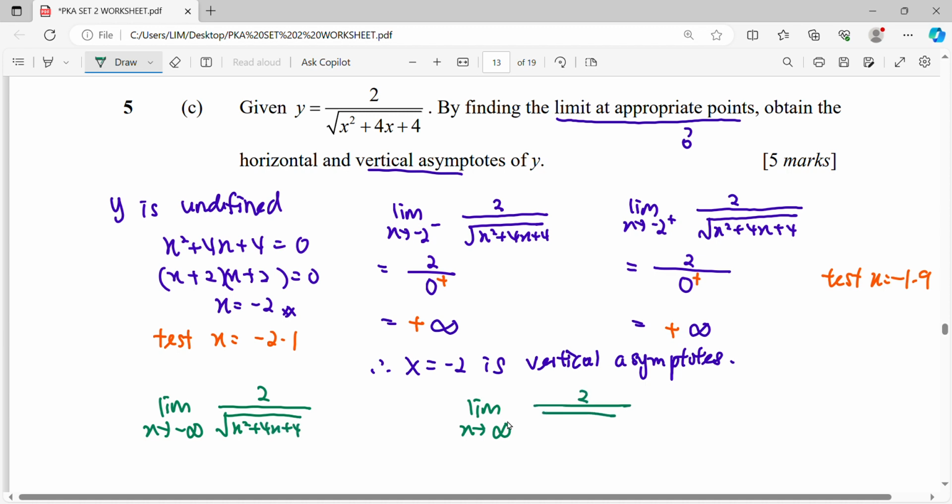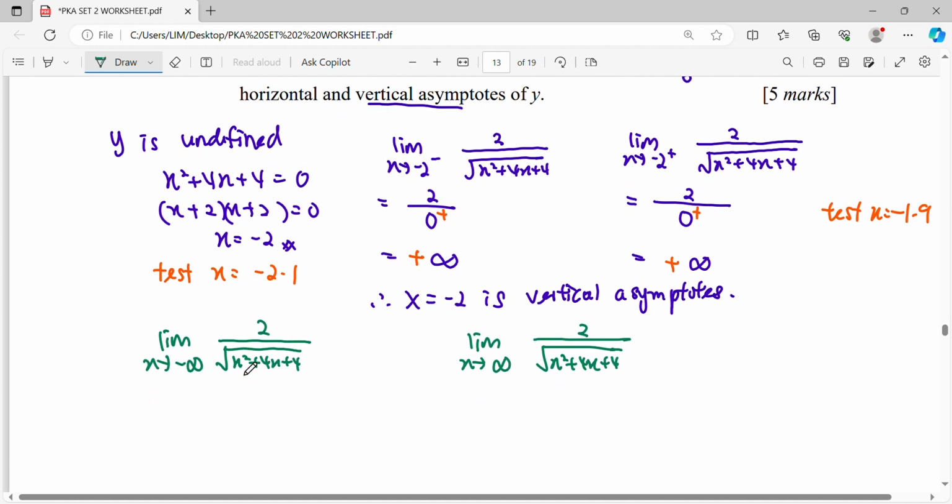So try to substitute first. If you can get your answer, then it will be the answer. It does not necessarily have to be indeterminate form. Unless you get an indeterminate form, then we find a way to simplify, whether by dividing by x squared. Alright, so substitute infinity. Infinity squared plus infinity plus 4, can it be evaluated or not? Yes, it goes up to infinity. So 2 over infinity, 0.